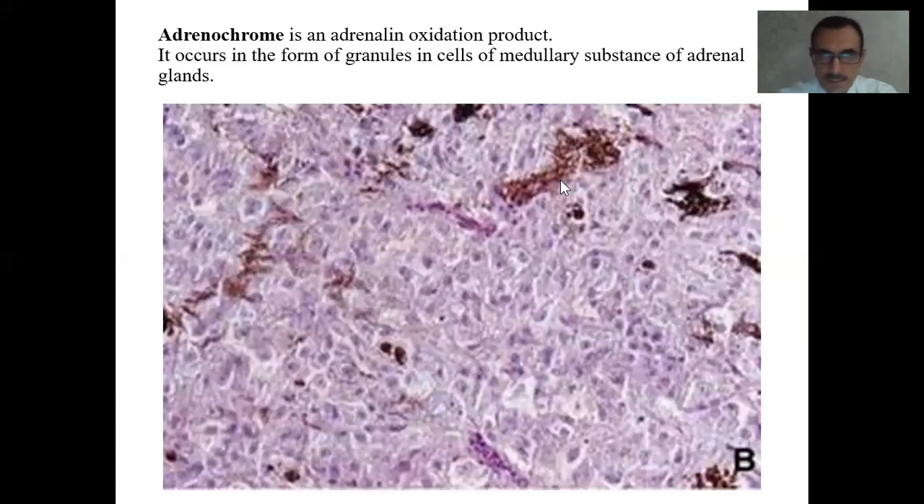Adrenochrome is an adrenaline oxidation product. It occurs in the form of granules in cells of the medullary substance of adrenal glands. And here you see.